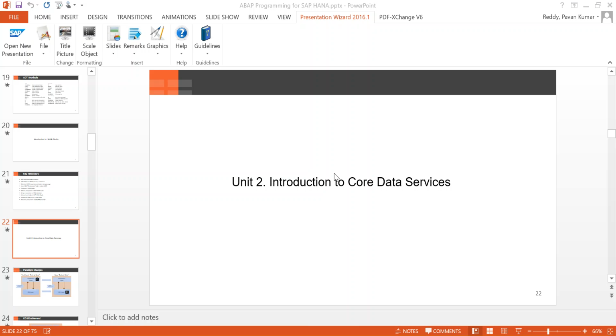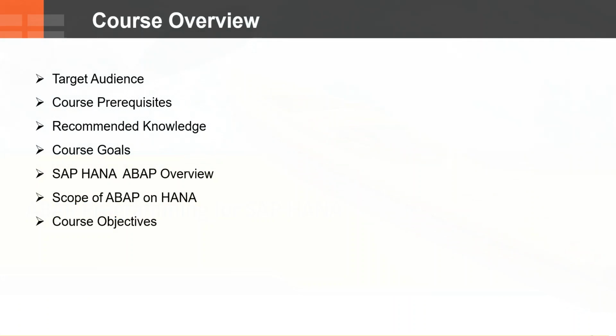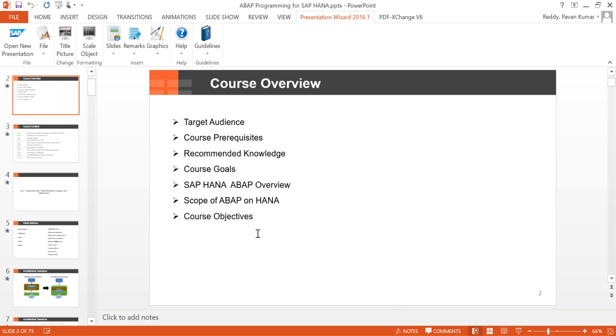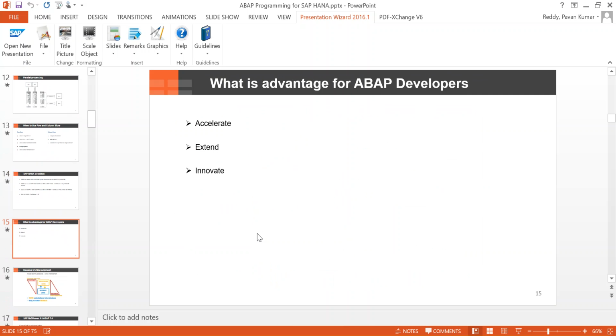Here we will discuss database views using core data services in ABAP, expressions, joins, unions in CDS views, aggregations and grouping in CDS view definitions, and OpenSQL to select data from CDS views. So these things we will be discussing in this unit.